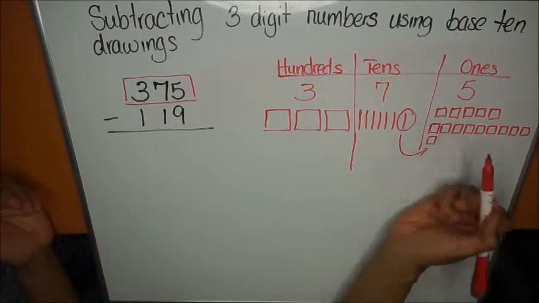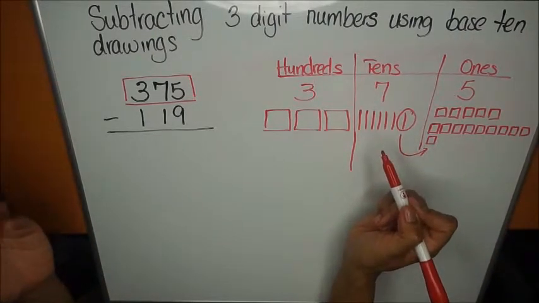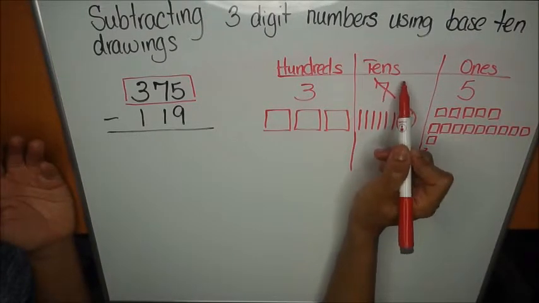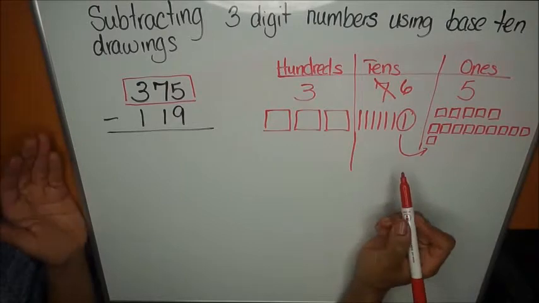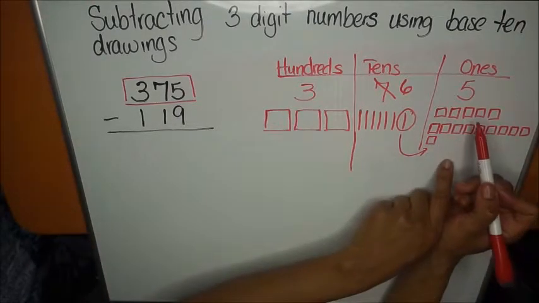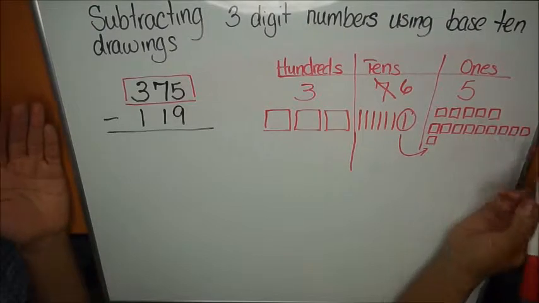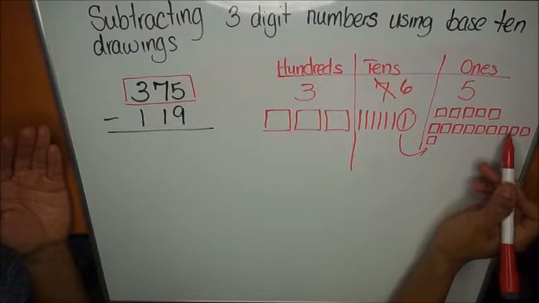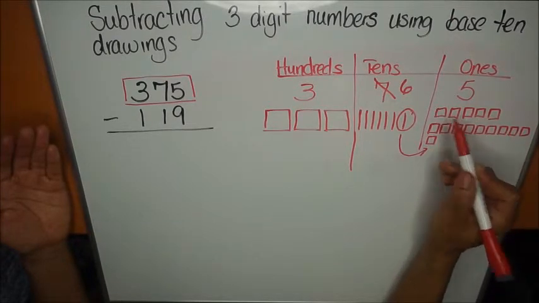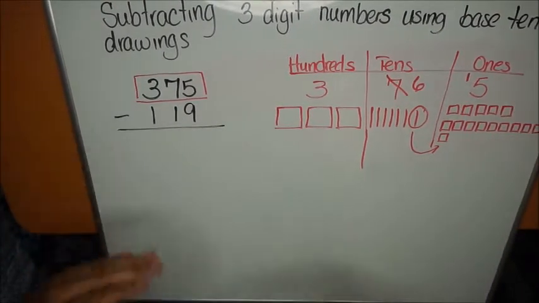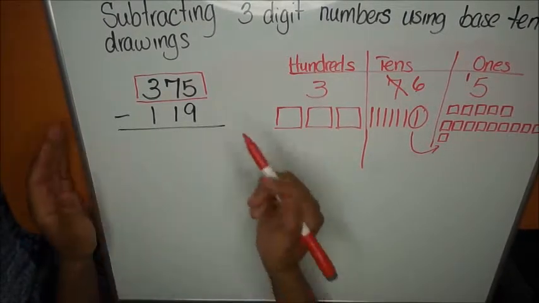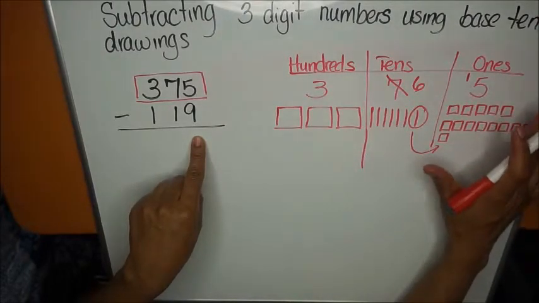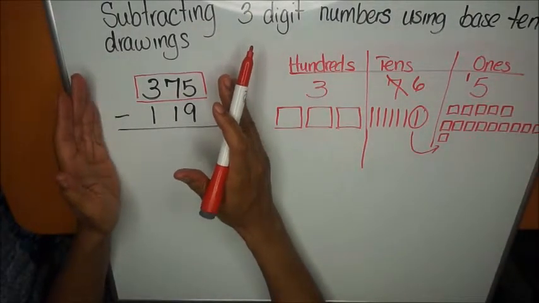So now I no longer have 7 longs. I now have 6 longs. And in my ones place value, I have 1, 2, 3, 4, 5, 6, 7, 8, 9, 10, 11, 12, 13, 14, 15. I now have 15. I'm going to go over here to my problem, and I'm going to make sure that everything I have in my place value chart is written correctly on my problem.